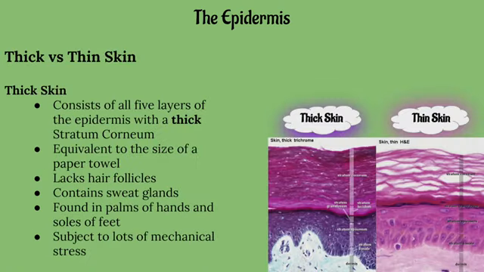Interestingly enough, even the skin has its own types. There's thick skin on some parts of the body and thin skin found on other parts of the body. This is because certain parts of the body are more susceptible to mechanical stress. So in these locations, we find thick skin. Thick skin is made up of all 5 layers of the epidermis and a very thick layer of the stratum corneum. Thick skin can be compared to the size of a paper towel. This type of skin contains sweat glands but lacks hair follicles, meaning that hair does not grow on thick skin.